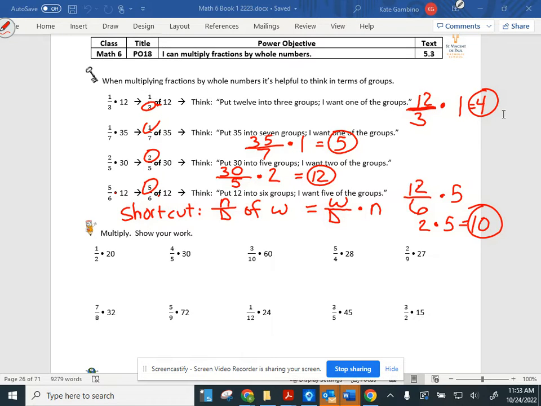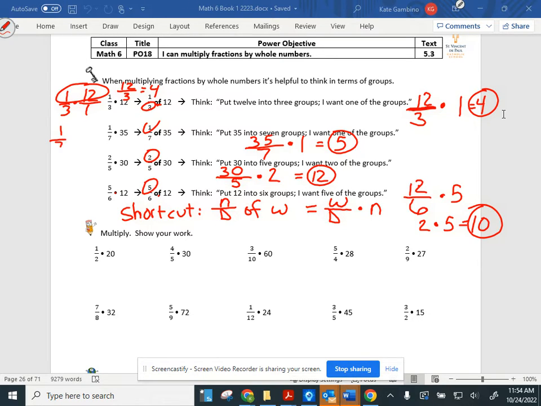So let's see how this works for the work that we have to do for today. So I'm going to erase this to scroll up. But I want you to think about, this is how we would have done it yesterday. So 1/3 times 12, that 12 is really 12 over 1. So we multiply going across, we have 1 times 12 is 12, 3 times 1 is 3, 12 over 3 is 4. We get the same answer. It's just less writing that we have to do when we do that shortcut.